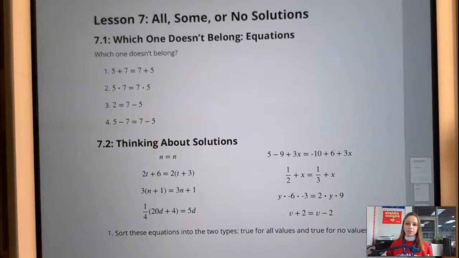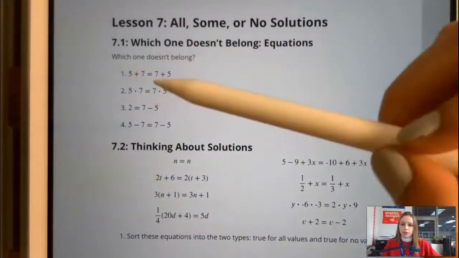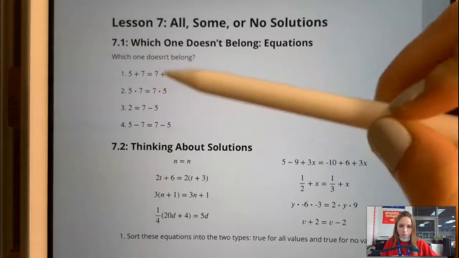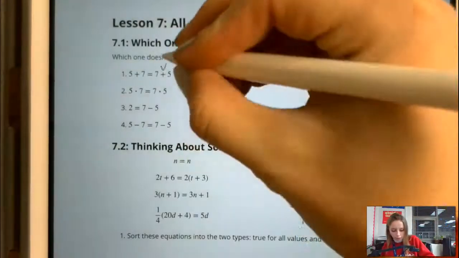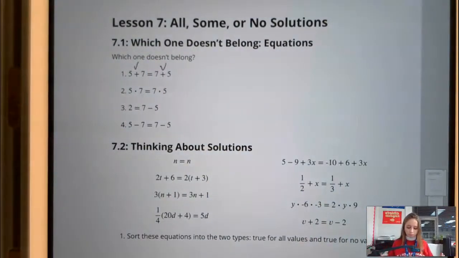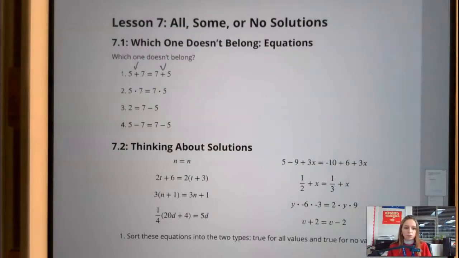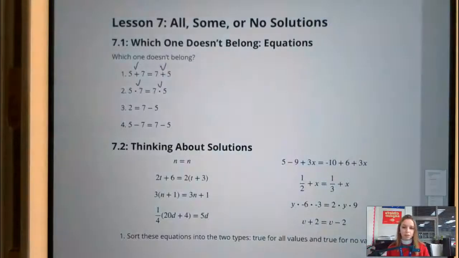Alright, so on this first one it says which one doesn't belong. So let's look here and see what it says. 5 plus 7 equals 7 plus 5. Well, that's going to equal the same. So both of those are going to equal 12. So that one is a true statement. Okay? Let's look at the next one. 5 times 7 equals 7 times 5. Same kind of situation as up above. They both equal the same thing. So that is a true statement there.